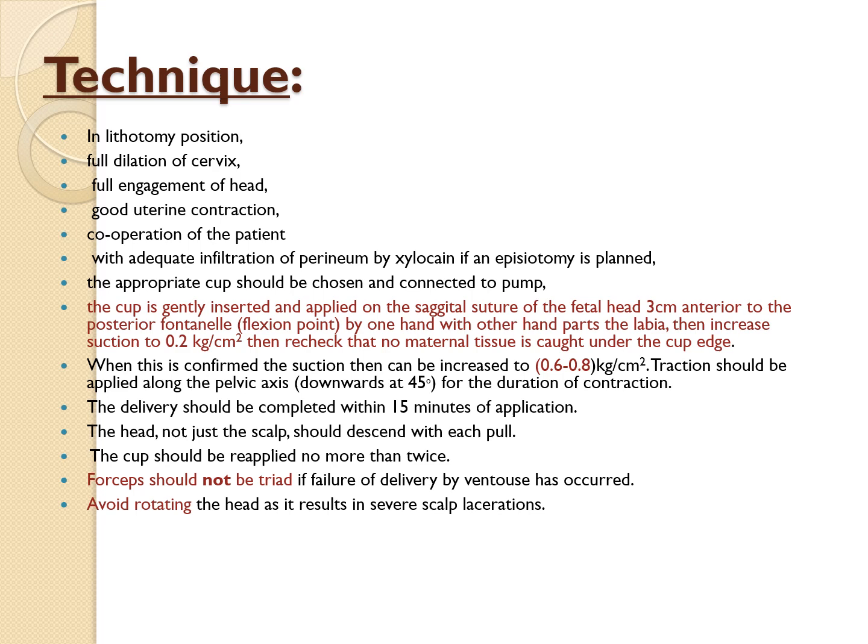The cup should be reapplied no more than twice. And the forceps should not be tried if failure of delivery by ventouse has occurred. If we use more than one type of instrumental vaginal delivery, this will be associated with more fetal and maternal complications. Finally, we have to avoid rotating the head because it results in severe scalp lacerations. Only pulling down and leaving the head descend with the same manner of mechanism of labor.